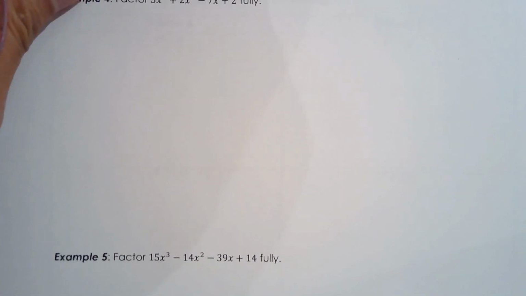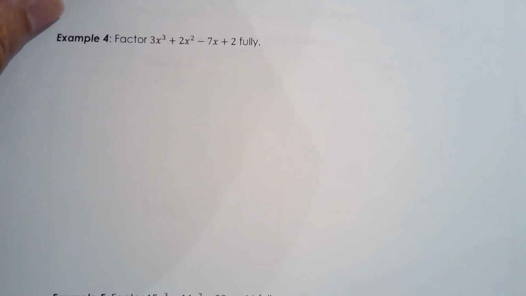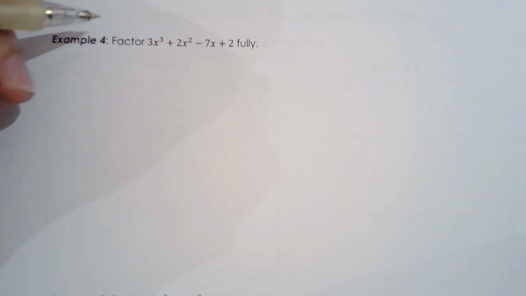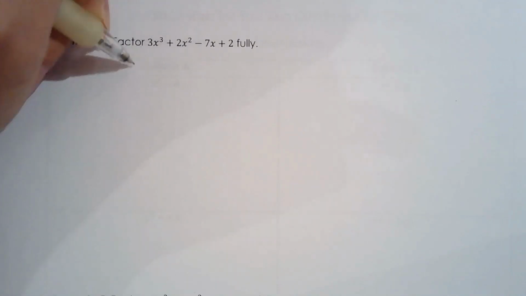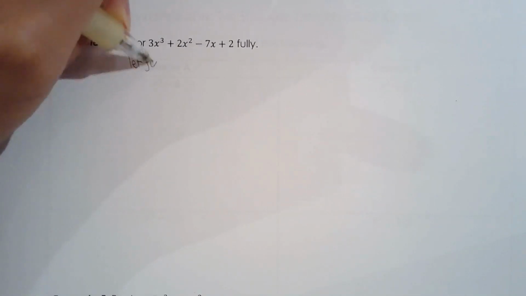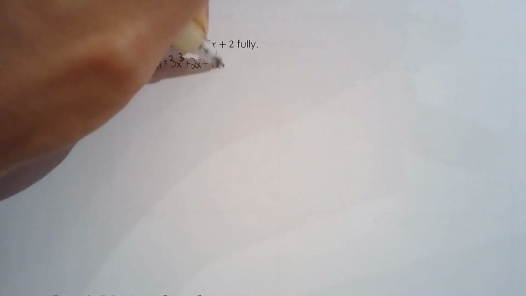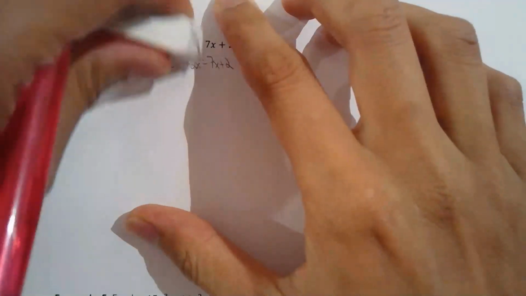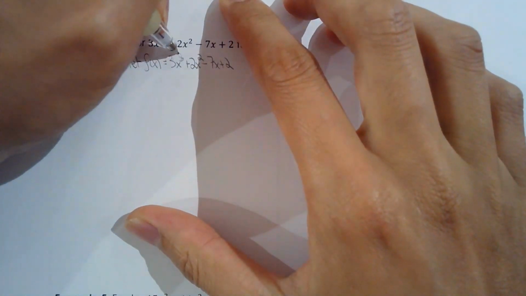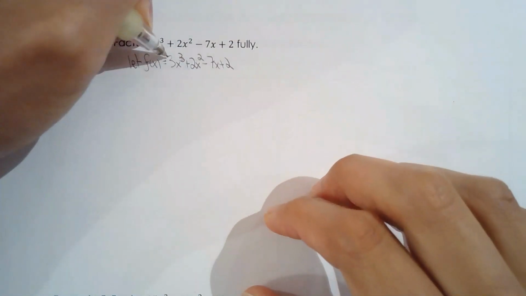All right, so we got a few more factoring questions. So 3x cubed plus 2x squared. First I'm going to let f of x equals 3x cubed plus 2x squared minus 7x plus 2. Because I need to use function notation, so I'm going to let f of x equals that cubic.